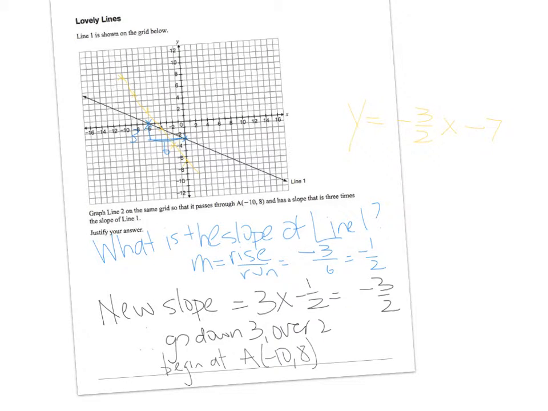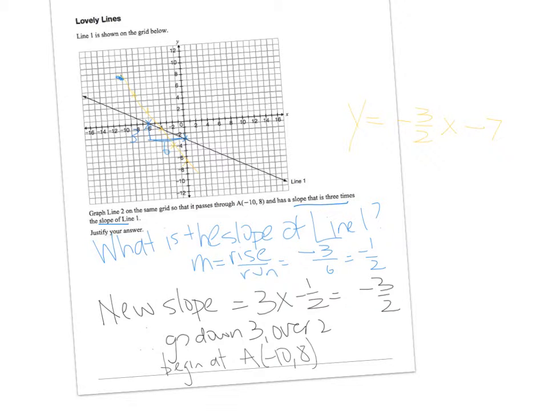Oh, those lovely lines. So this question says to graph a second line on the same grid that has to go through the point negative 10 and 8, but also has a slope that is 3 times the slope of line 1. So negative 10 and 8 is go over to negative 10 and up to 8, which is right here. And so that's one of the points that has to be on the line. The other piece of information I have is it has to have a slope that's 3 times the slope of the first line that's there.